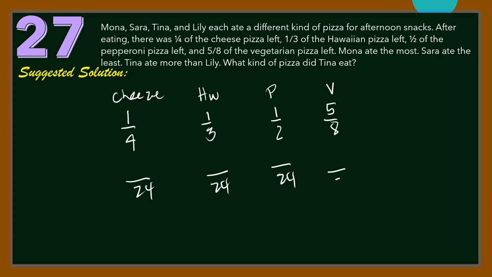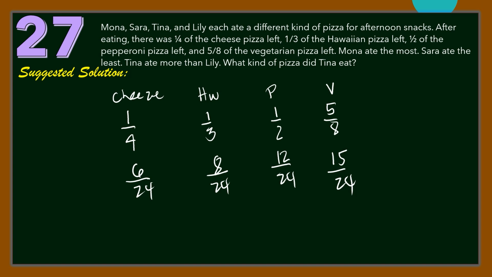24 divided by 4 is 6 times 1. 24 divided by 3 is 8 times 1. 24 divided by 2 is 12 times 1. 24 divided by 8 is 3 times 5, that's 15. Hence, the amount of pizza that was left are arranged in ascending order.